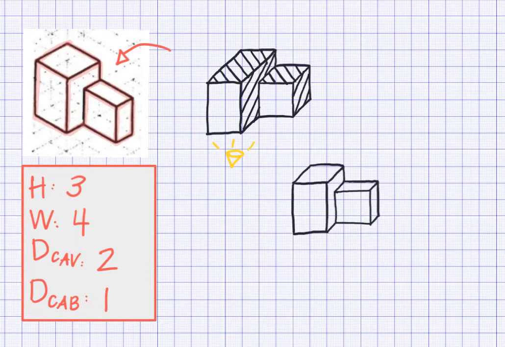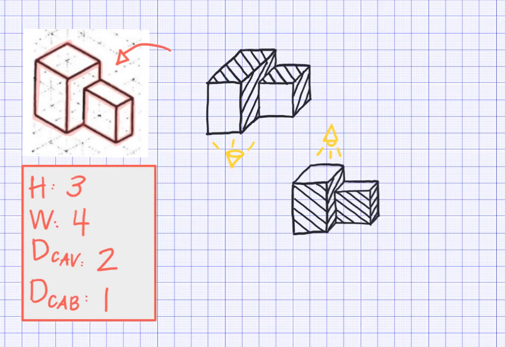In this case, if I was doing my hatching and my light source was from the top, again, that means my top would receive no hatching. My front faces would receive hatching. And then finally, my right side would also receive hatching. Just like that.